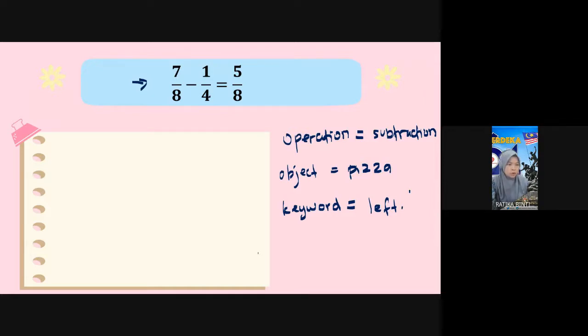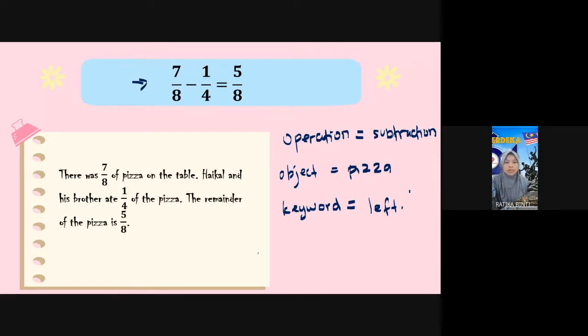Okay, you look at the story. There was 7/8 of pizza on the table. Haikal and his brother ate 1/4 of the pizza. The remainder of the pizza is 5/8. This is the keyword. Okay, we can also use the remainder.